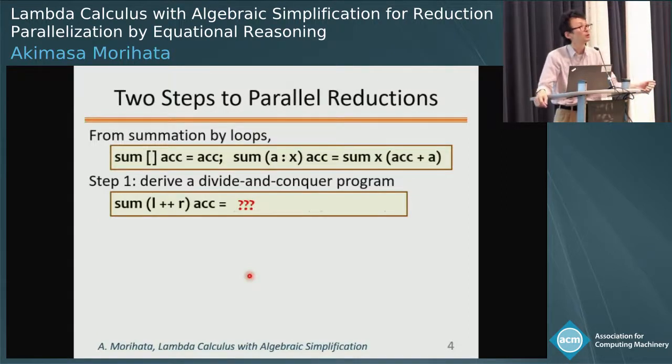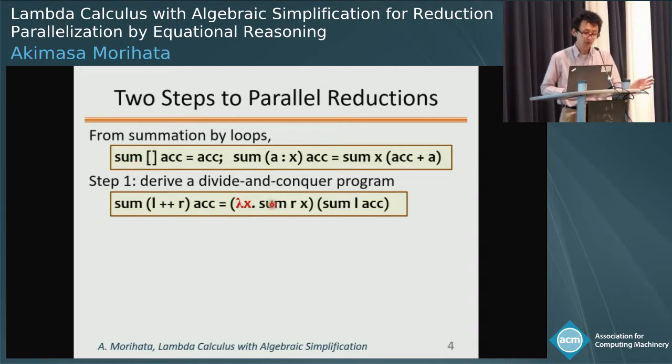Now let us see how to formalize parallel reduction by using the delta operator. The first example is very simple, summation by loops. For each element, we add the element to the accumulation parameter. In order to parallelize this summation function, what we would like to have is a divide and conquer implementation. So we assume that we have a left sublist and a right sublist, and if we can process both sublists in parallel, then we can obtain a divide and conquer implementation.